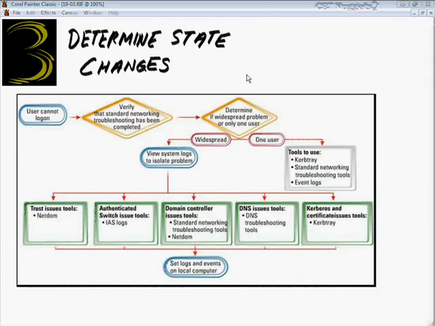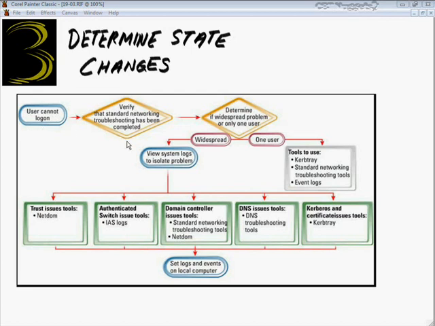Okay, for step 2 and step 3 here, determining the state changes, I'm going to use a couple of famous diagrams courtesy of Microsoft. This first one is a mental troubleshooting flow chart for the local area network, and then I'll show you one for a wide area network. So let's use this as our scenario. The user can't log on, okay? So you're notified by the user via email, over the telephone, somehow they cannot log on.